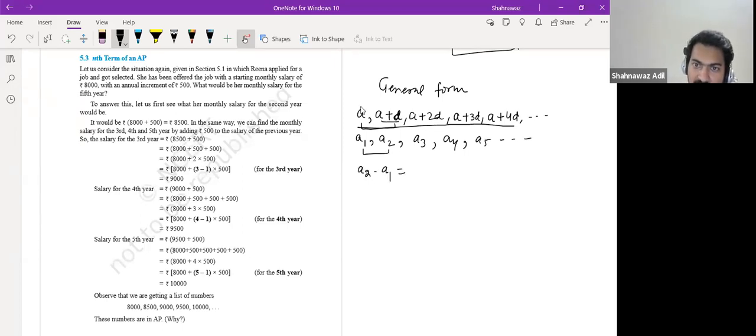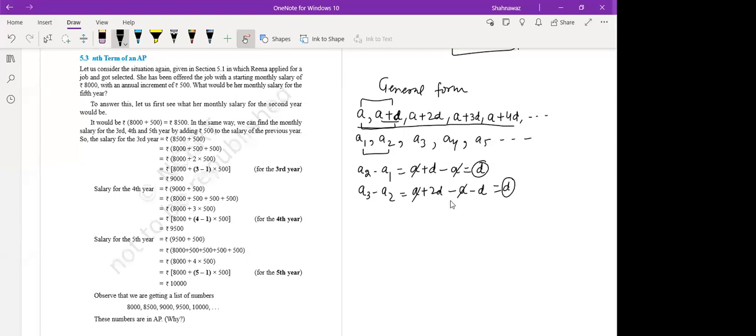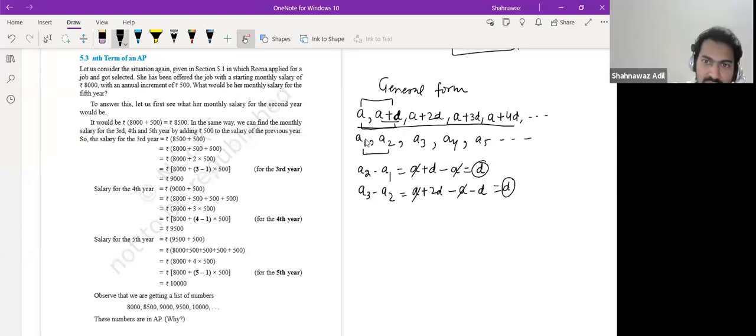What is A2 minus A1? This is A plus D minus A. So the A will cancel and we'll have D. Similarly, if we calculate A3 minus A2, this would be A plus 2D minus A plus D. So this will cancel and we get D. So for an AP, we always have the same difference. Understood, Talha? Yes.